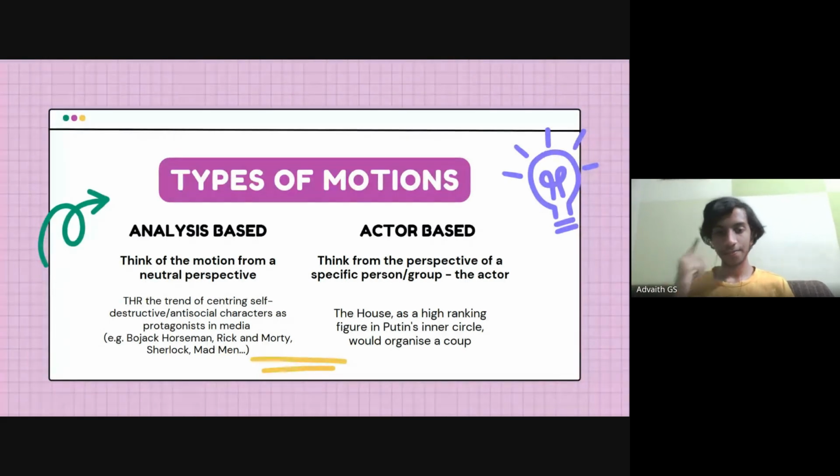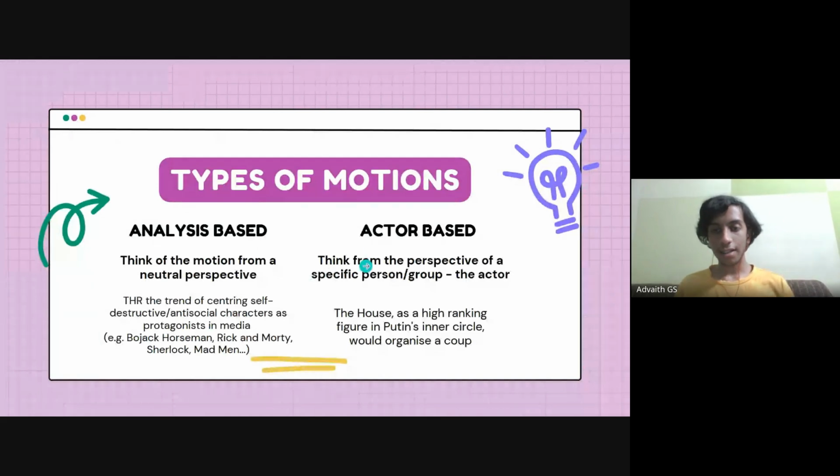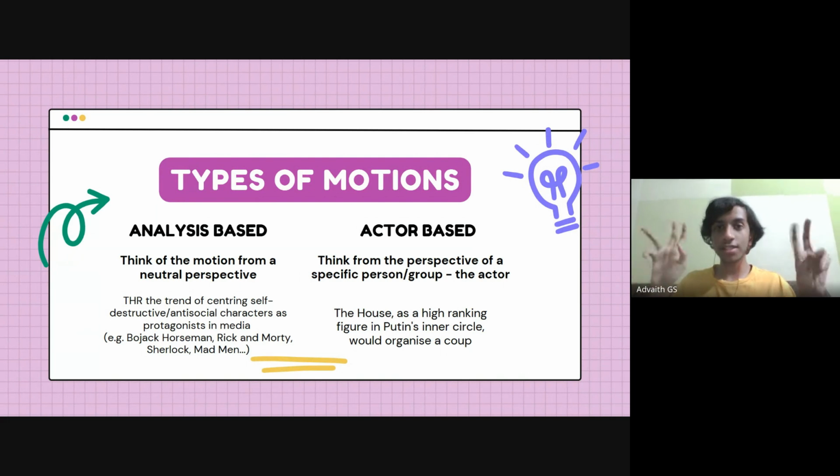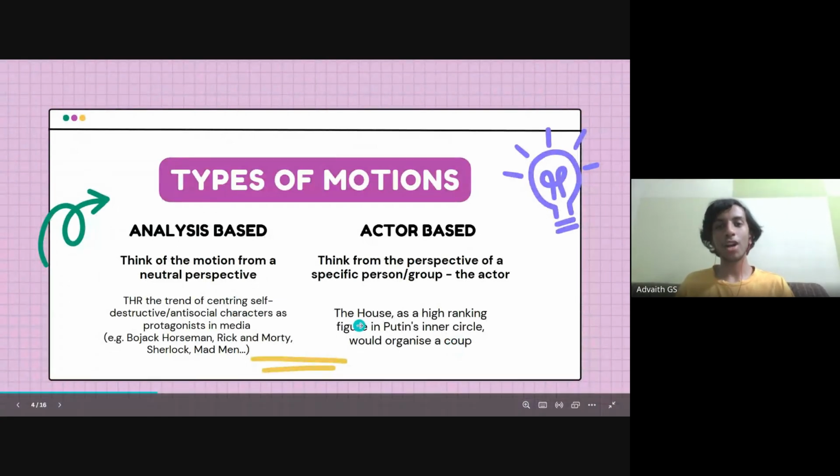Any case. I'll describe actor-based, then I'll come back to doubts from both. Actor-based motions are basically when you have to focus your entire debate on one specific actor, one specific person or group, right? So you should not care about how the world benefits from this. What you should care about is how this specific person benefits from this. That person is very directly mentioned in the motion statement itself, right? The house, as a high-ranking figure in Putin's inner circle, would organize a coup. Now, the motion itself is not important, but what's important is what we're trying to tell you here.